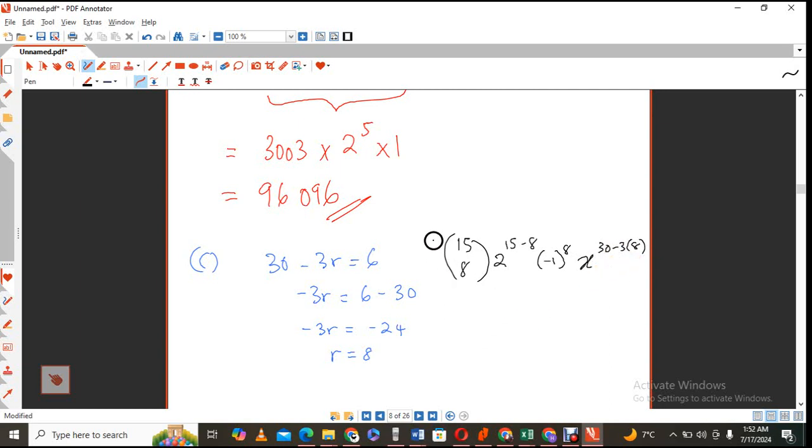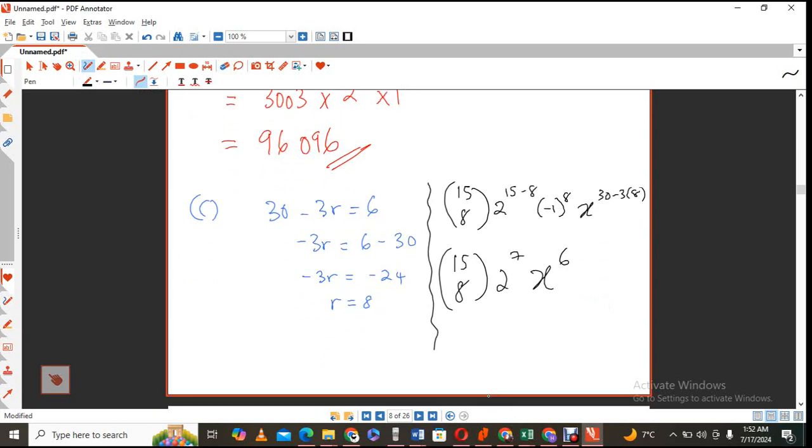Let's then see what this generates. This is 15 choose 8, and that is 2 raised to the power 7. This is just going to be 1, and that's x. Now you have 30 minus 8 times 3, that is 24. So 30 minus 24 is going to be x to the power 6, like what the question is demanding. So this is going to give you nothing but 6. You already have the answer technically, but if you want to be fancy and you have time, you can go ahead and calculate it.